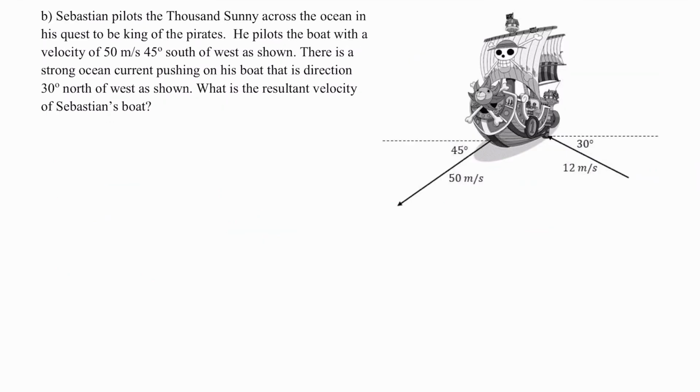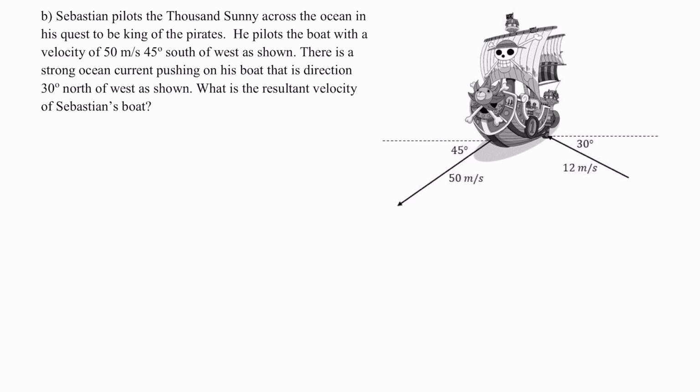Part B says, Sebastian pilots the Thousand Sunny across the ocean in his quest to be king of the pirates. He pilots the boat with a velocity of 50 meters per second, 45 degrees south of west as shown. There is a strong ocean current pushing on his boat that is in a direction 30 degrees north of west as shown. What is the resultant velocity of Sebastian's boat?